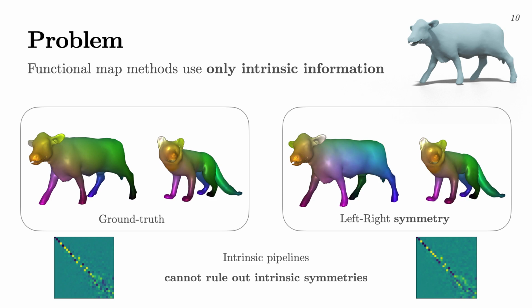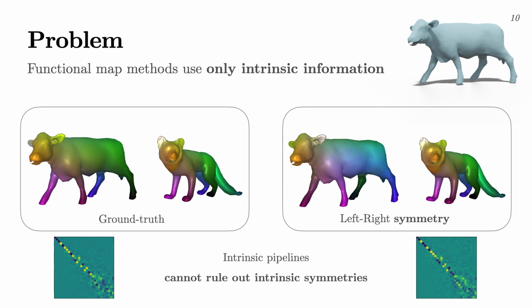The thing is, there are still many map candidates. For instance, let's consider these two, the ground truth to the left, which is the map that we want, right? And on the right, the left-right symmetry. Notice how left and right are exchanged when going from Mr. Cow to Mr. Fox. The functional map pipeline only uses intrinsic information, which is a way to say that it does not use embeddings, but just edge lengths. The problem is, both these map candidates are valid from the intrinsic point of view, because both matrices to encode these maps, as you see here, are slanted diagonal, so it means that they encode a near isometry.